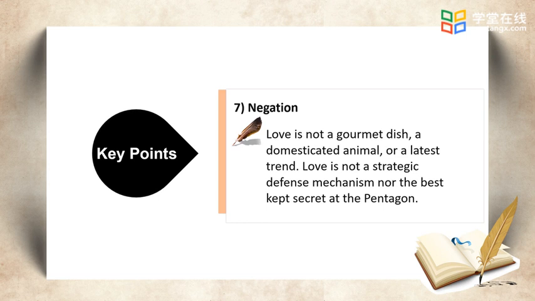Next method is negation. Apart from explaining what something is, we can also use negation to mention what it is not, to clear the ground for what it is. For example, when defining the abstract feeling of love, we can define it like this. Love is not a gourmet dish, a domesticated animal, or a latest trend. Love is not a strategic defense mechanism, nor the best-kept secret at the Pentagon.